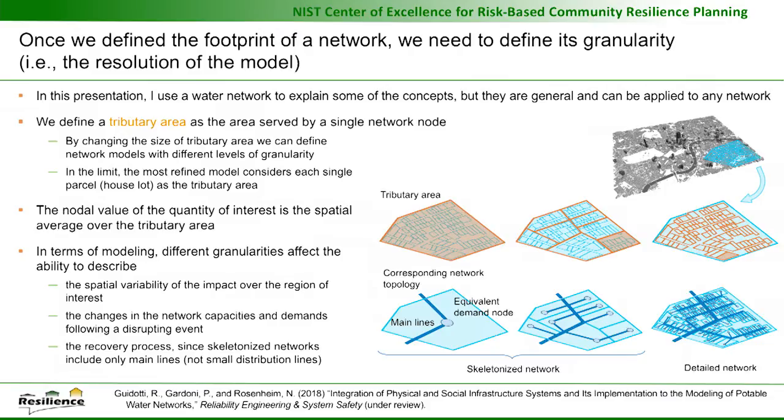In terms of modeling, different granularities affect the ability to describe the spatial variability of the impact over the region of interest, affect the ability to describe the changes in the network capacities and demands following a disrupting event, and finally affect the ability to describe the recovery process, since skeletonized networks only include main lines and not the smaller distribution lines.